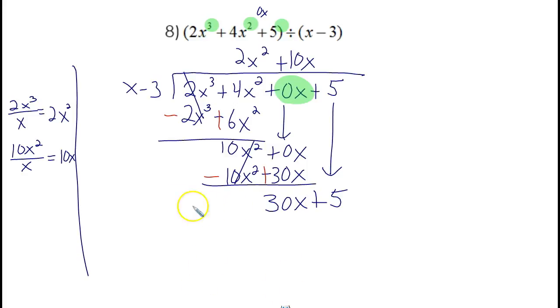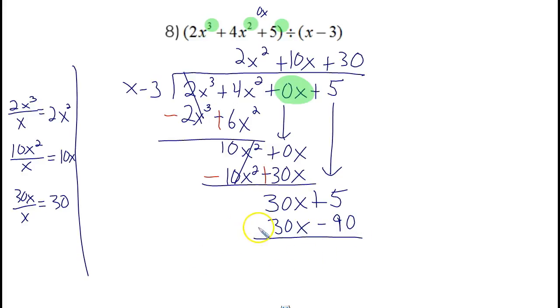Then ask myself, how many times does x go into 30x? And some of you are doing this in your head, aren't you? 30x divided by x is positive 30, so we put plus 30. 30 times x is 30x. 30 times negative 3 is negative 90.